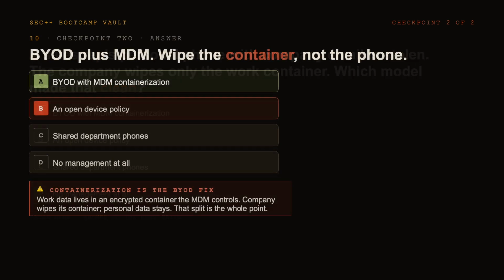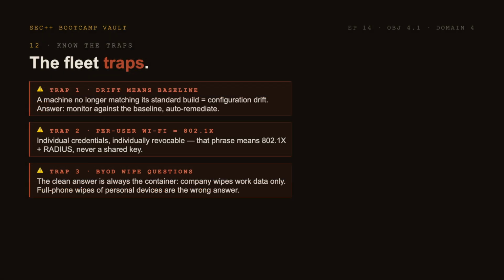Pause now. The answer is A. BYOD with MDM containerization. Work data lived inside an encrypted container the company controls. So the company wiped its container and left the personal side alone. That split is what makes BYOD survivable. If the exam describes wiping only work data from a personal phone, containerization is the mechanism it is describing.